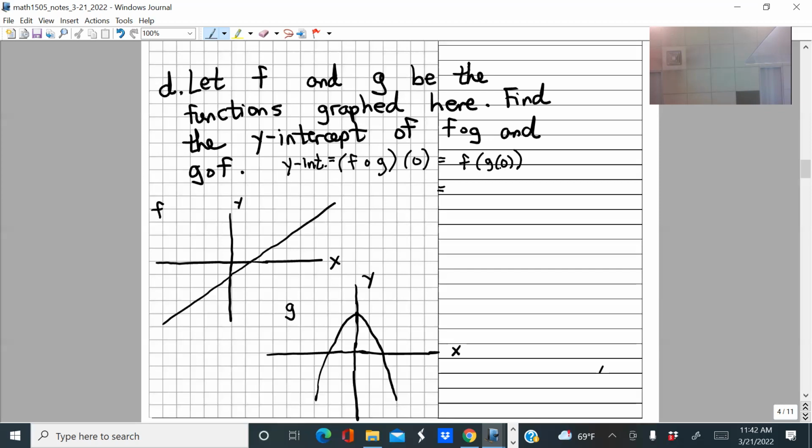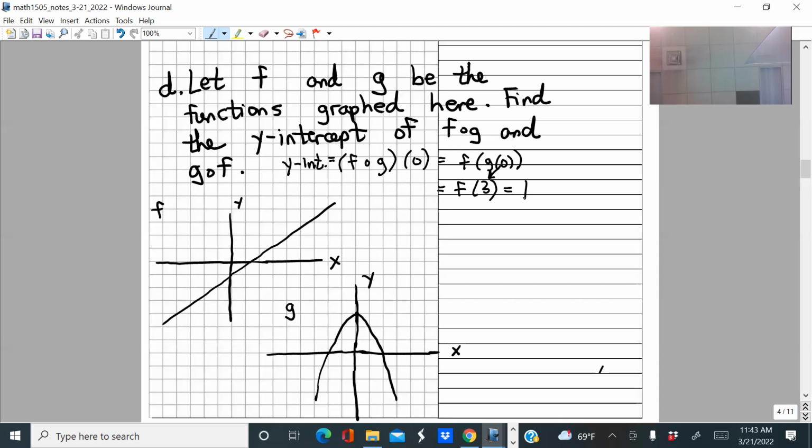Well, I don't have the formula for G, but I do have this graph, and it looks like on this graph, G of 0 is 3. There's x equals 0, and it looks like the output at 0 is 3. So I think G of 0 is 3. But now what's F of 3? Again, I don't have the formula for F, but I've got the graph. So can we see it from the graph? Let's see, F of 3. There's x1, x2, x3. It looks like 1. There you go.